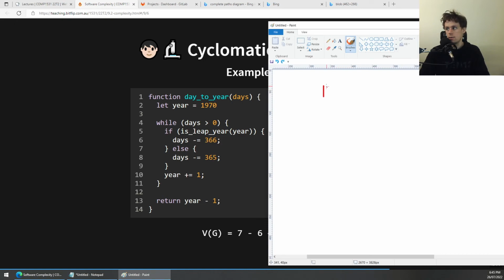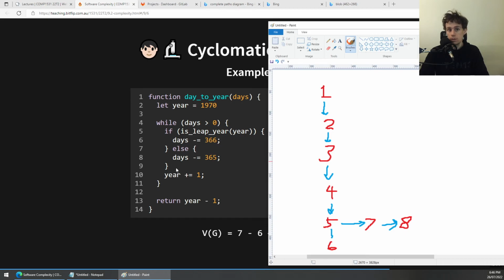Okay, so now I've got line 1. From line 1, I have to go to line 2. From line 2, I have to go to line 3. From line 3, I have to go to line 4. From line 4, I have to go to line 5. From line 5, I can either go to line 6 inside the else if, or I can go to line 7, which is the else, and then line 7 is always going to take me to line 8.